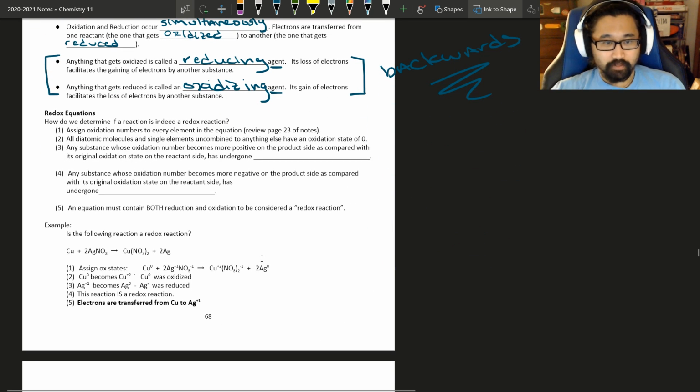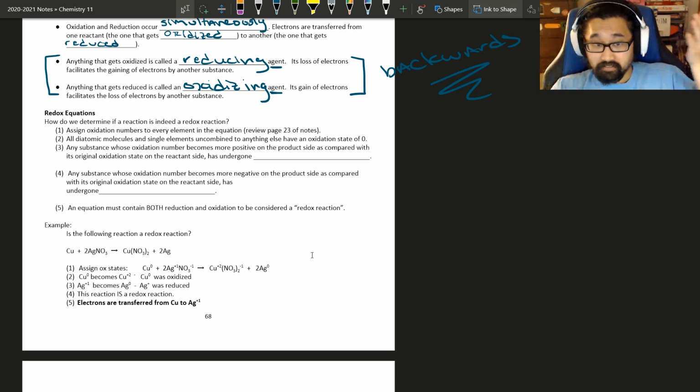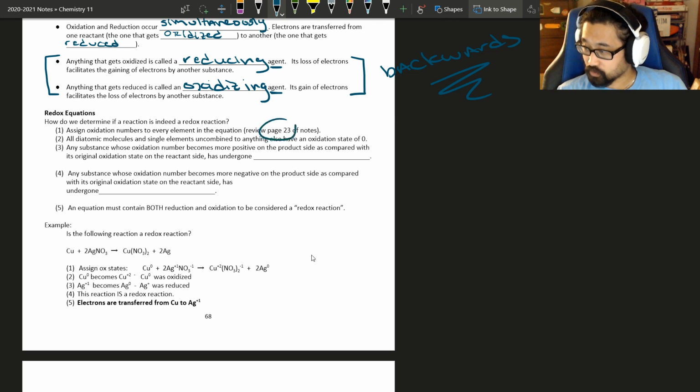Now, we have looked at chemical equations in the past. Now we can look at them in the context of, is this redox? All right, how do we determine if a reaction is a redox reaction? Step 1 says to review page 23 of the notes. Assign oxidation numbers to every element in the equation. Oxidation numbers are the charge of that thing while it's an ion. And we'll look at the example below. Step 2: any diatomic molecules and single elements that are uncombined, their oxidation state is 0.